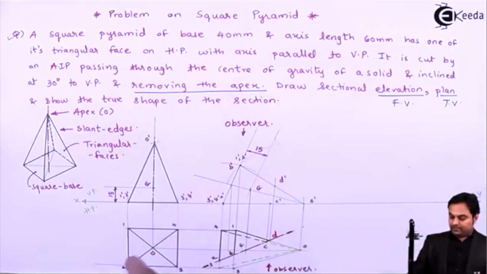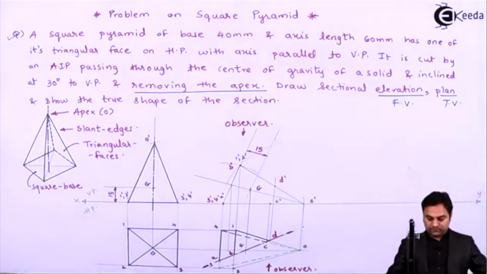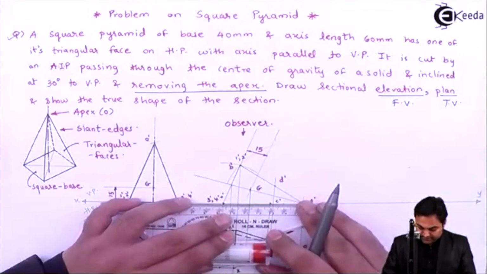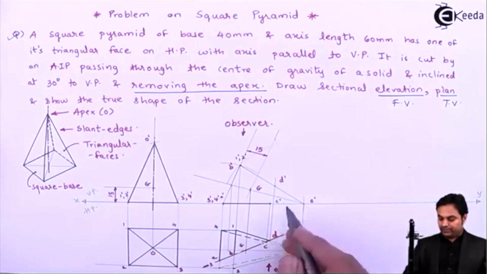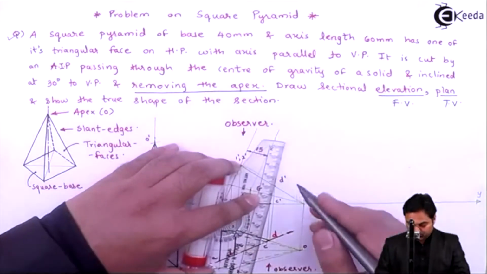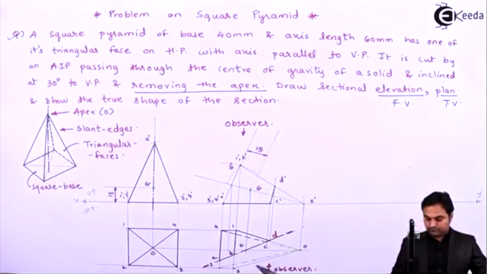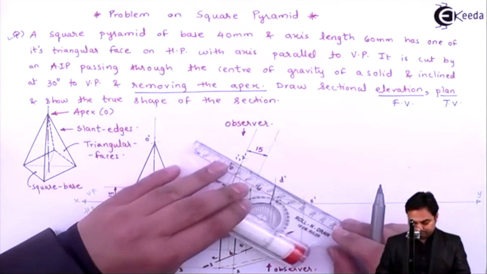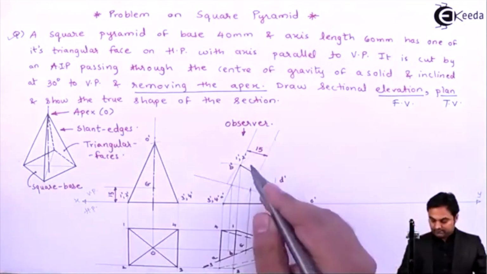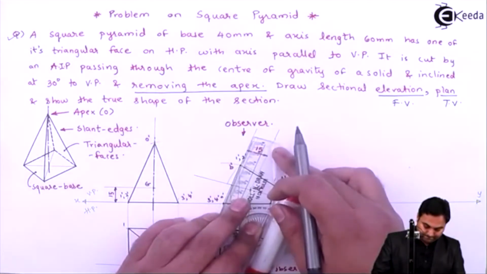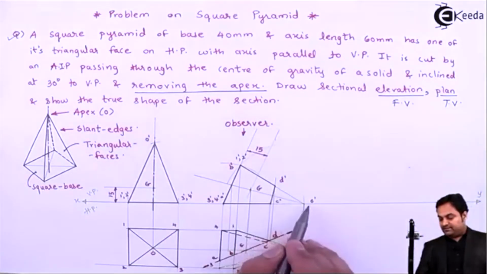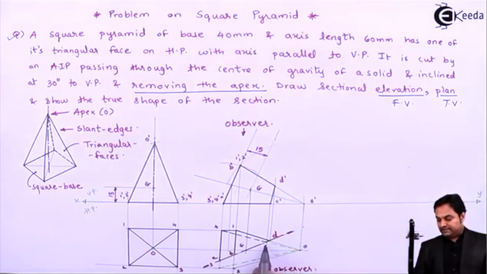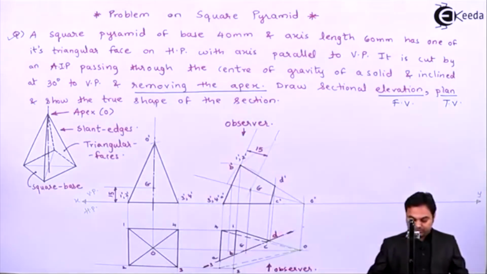Next, I'll make the visible portion dark. So joining A dash to C dash. Then C to D, that is C dash D dash. D dash to B dash. And B dash to A dash. So this is the visible portion, and this apex has been removed, that is ODC. This portion has already been removed, so that will be light and only this much portion will be dark.